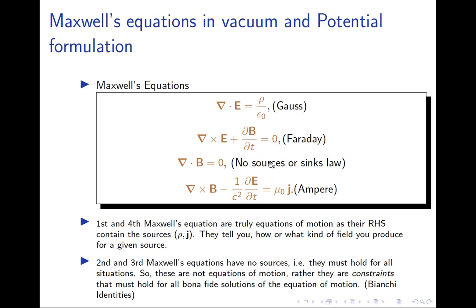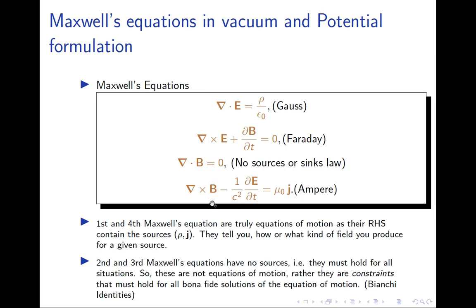Okay. So these two equations are called homogeneous Maxwell's equations because the right hand side is 0, and the first and fourth ones are sometimes called the non-homogeneous Maxwell's equations, plainly because the right hand side is not 0. The homogeneous Maxwell's equations are sometimes known as Bianchi identities. They're not equations of motion, they are actually consistency conditions which shall be satisfied by all electric and magnetic fields.